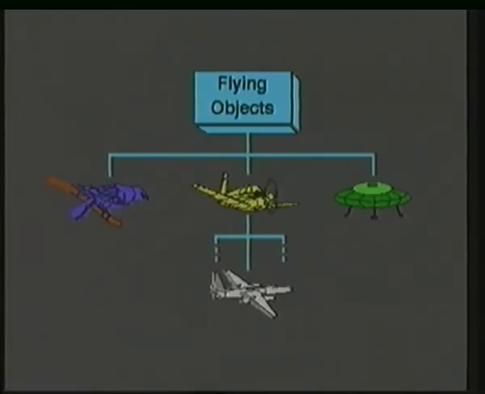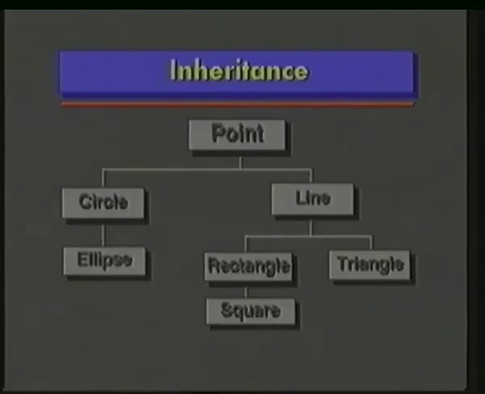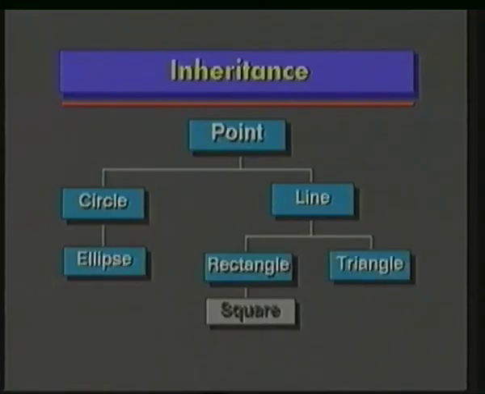Now let's take a look at a hierarchy of geometric objects. In this hierarchy, point is the base object, and all the descendants are related in the sense that each is derived from point. A line is formed from points, a rectangle is formed from lines, and a square is a rectangle in which all the sides are of equal length.